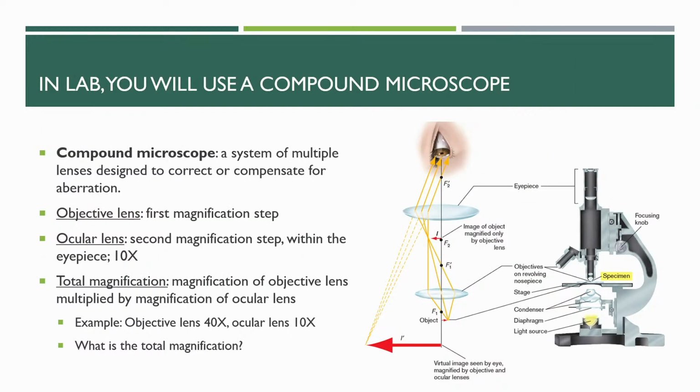So in lab, you're going to be using these compound microscopes. We also call them light microscopes. And so, we talked about this stuff in lab already. The objective lens is the first magnification step, and the ocular lens is the eyepiece that's already 10 times magnified. And then we have total magnification. So that's the objective lens multiplied by the 10 times ocular lens.